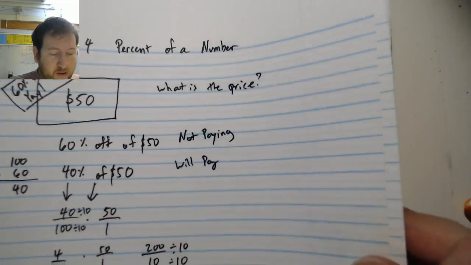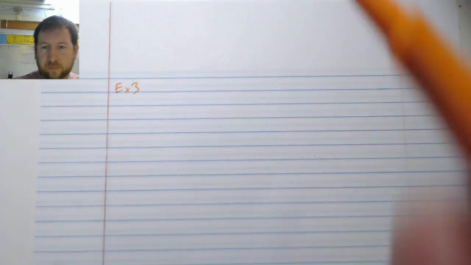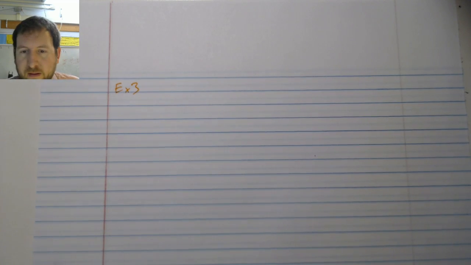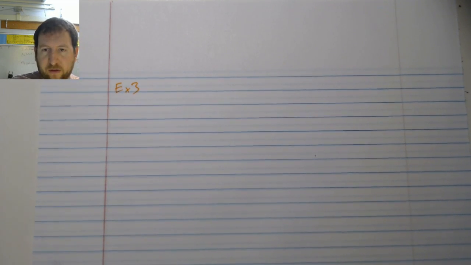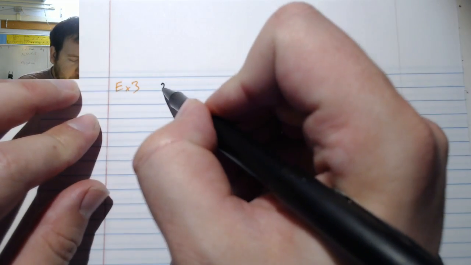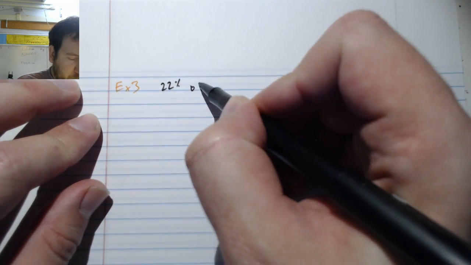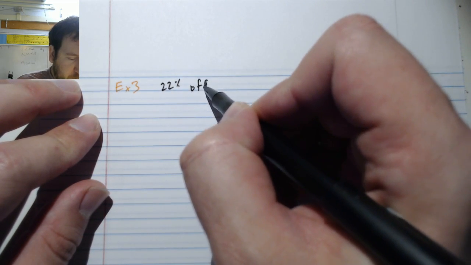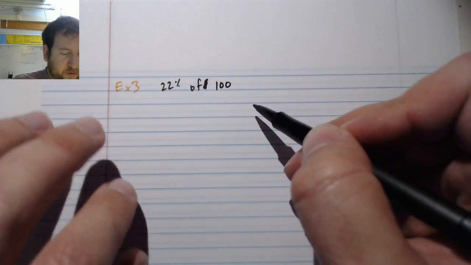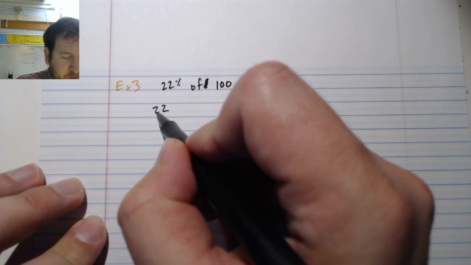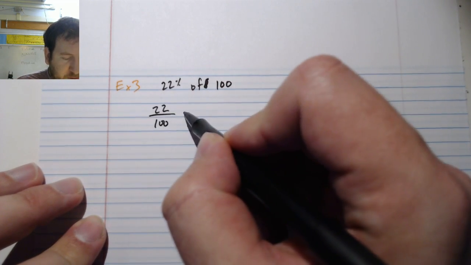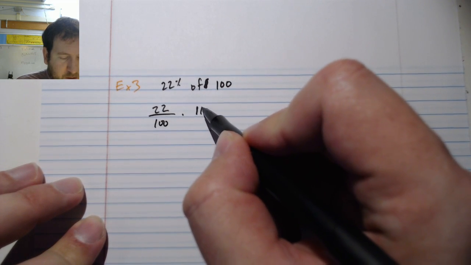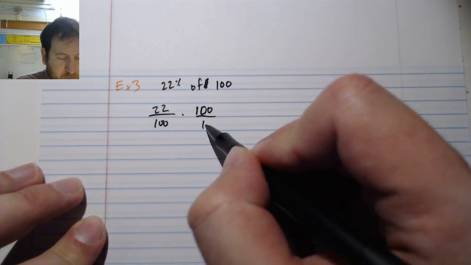We're going to do one final example to finish off section 6.4. Example 3. And let's look at 22% of 100. Okay, just like we did before, we're going to say 22 100ths times 100 over 1.